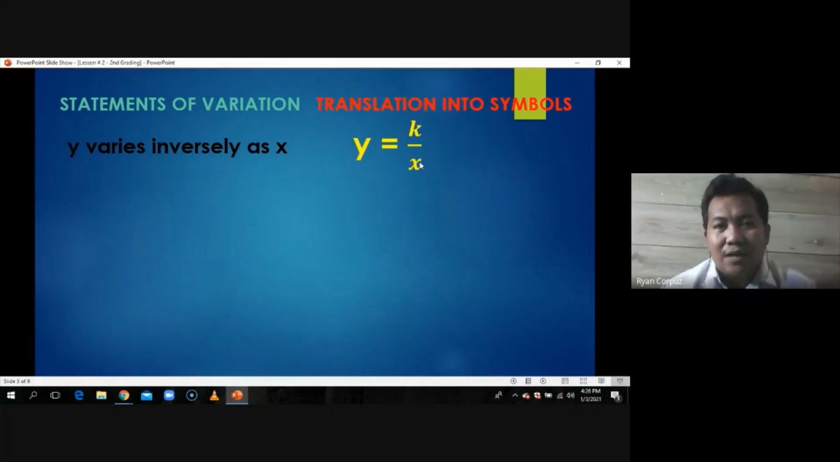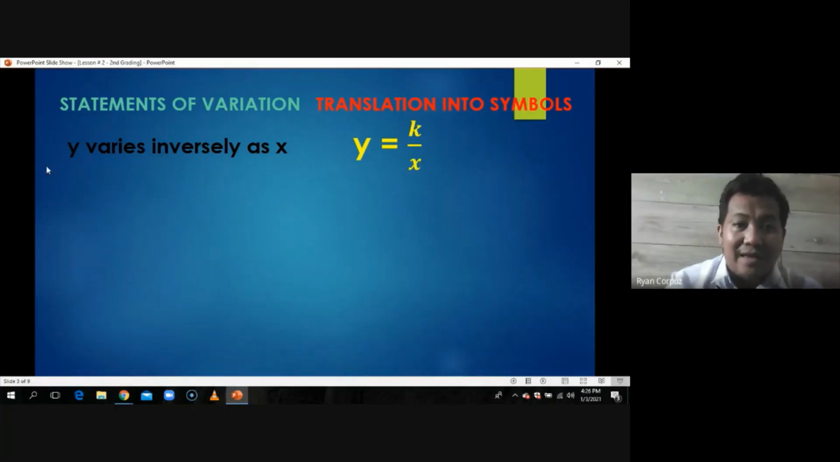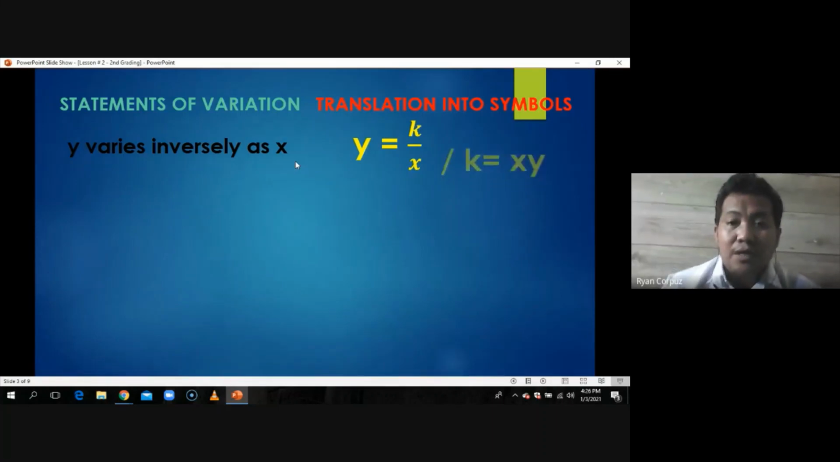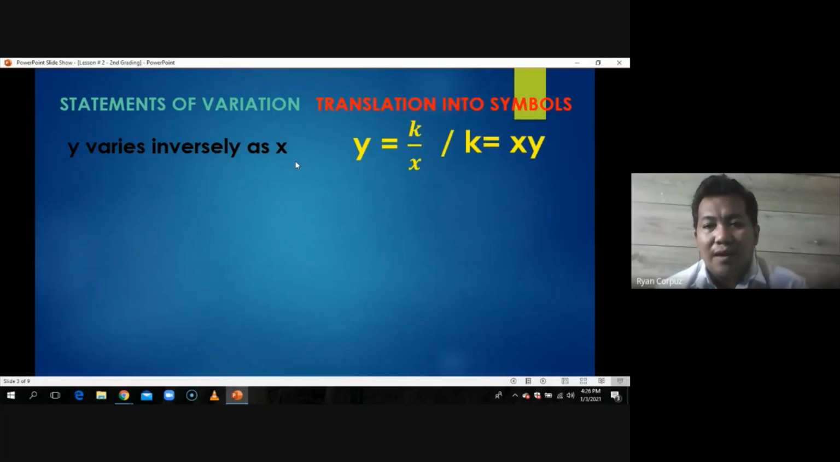Sabi sa definition ng inverse variation, in inverse variation, the product of the two quantities is constant. So ano ba yung dalawang quantities natin? That would be y and x. If we multiply the two, we'll come up with the constant of variation. So it will be k is equal to xy.